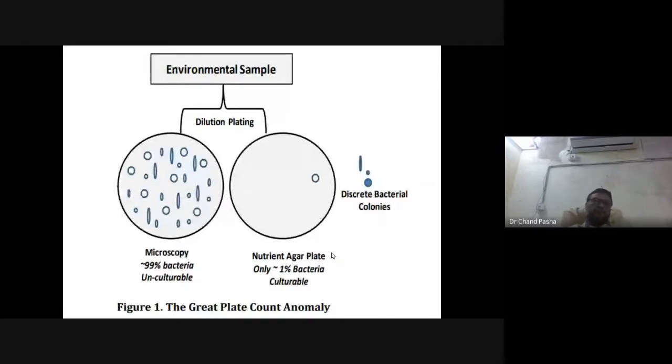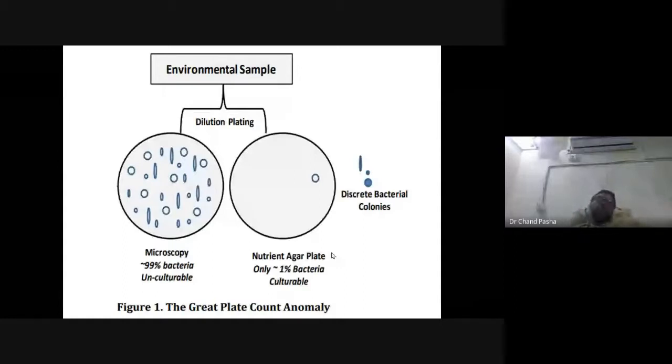There is one small section in your second last unit. That is the great plate count anomaly. Actually, there are a large number of bacteria, almost 99% you can say, that are unculturable. Only 1% of the bacteria are culturable. What is unculturable? We cannot grow these bacteria in laboratory conditions. As per Robert Koch, every pathogen can be grown. But even all the pathogens cannot be grown in laboratory conditions. We are trying our best to grow them, but we cannot.